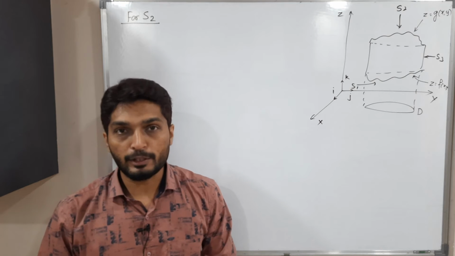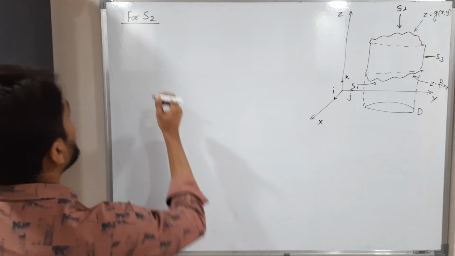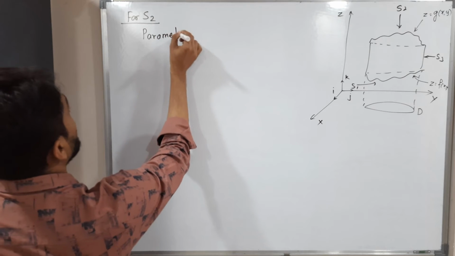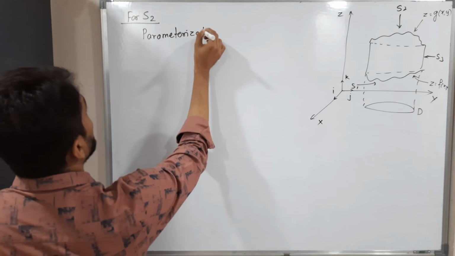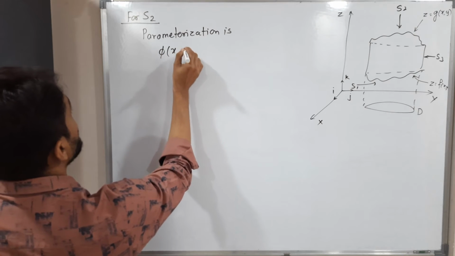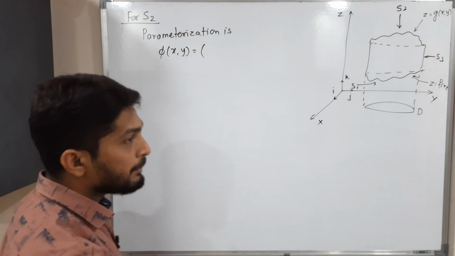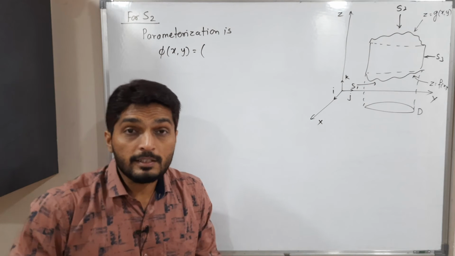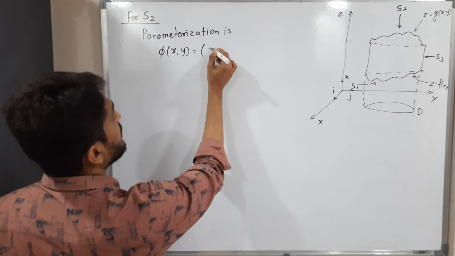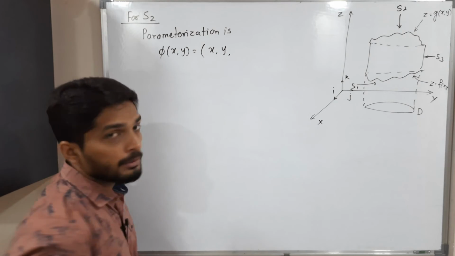So let us find a parameterization of S2 now. Let me mention the parameterization, I will denote it by phi of x y. So you know that in parameterization we try to express the surface in terms of two variables only. So let me write here x, y, and the last variable is z.